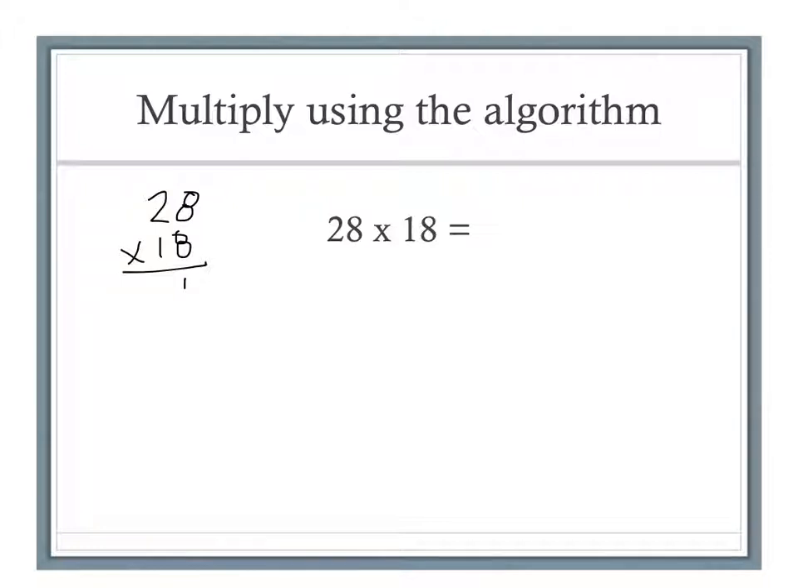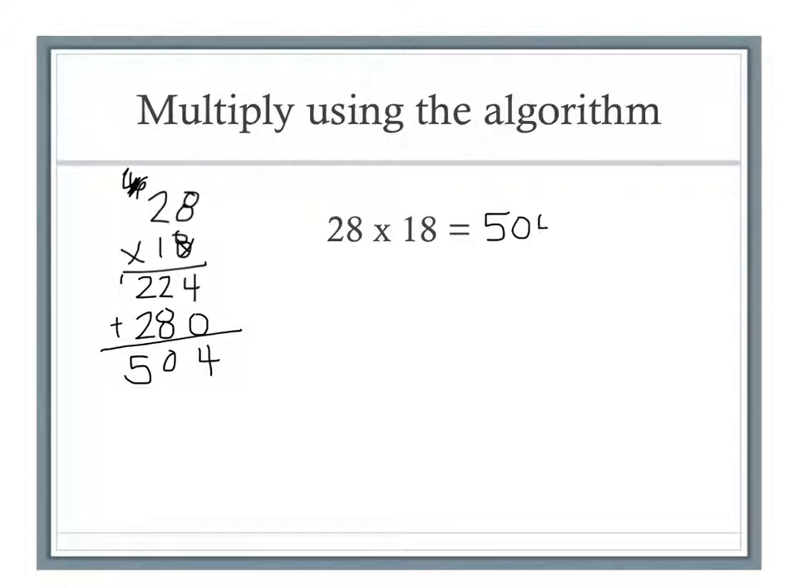Then I'm going to multiply the ones place. 8 times 8 is 64. Then 8 times 2 is 16, plus 6 is 22. I'm done multiplying my ones place, so I'm going to put a 0 as a placeholder and cross out what I carried. Now I can multiply the tens place. 1 times 8 is 8, and 1 times 2 is 2. I can add both of those partial products, and I see that 28 times 18 is 504.